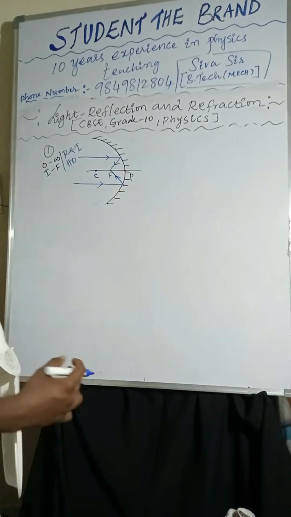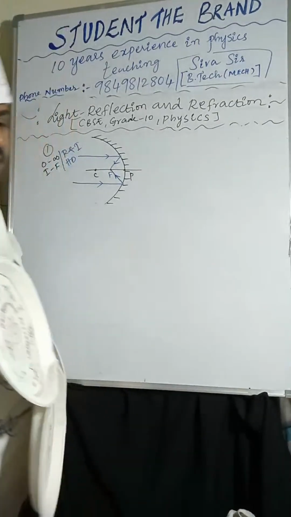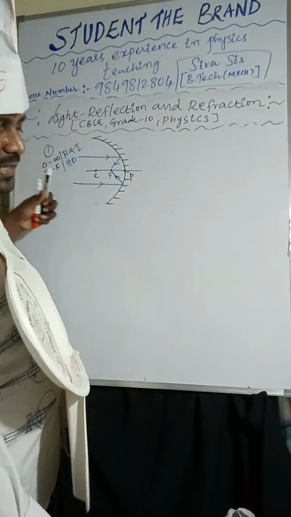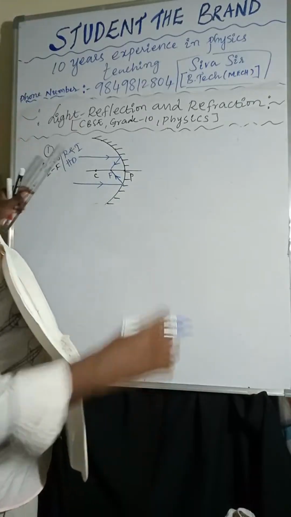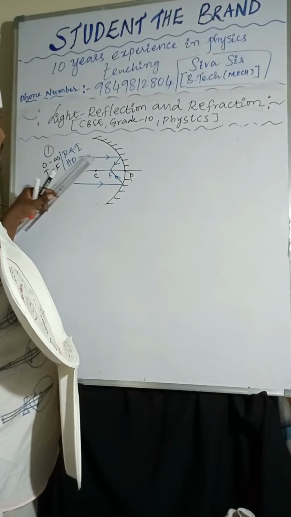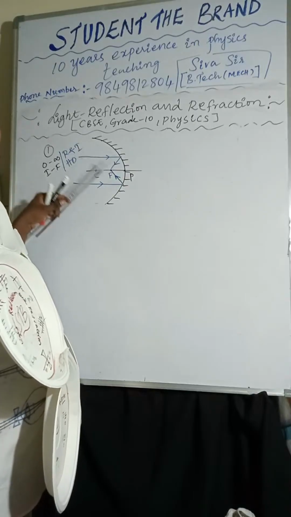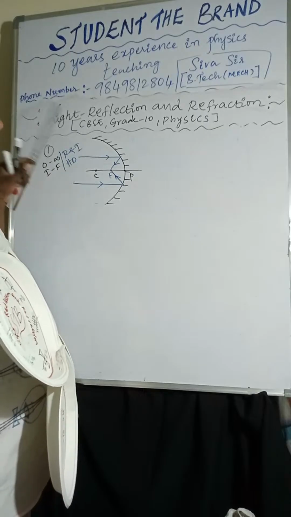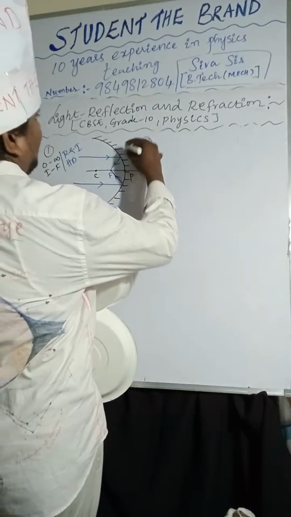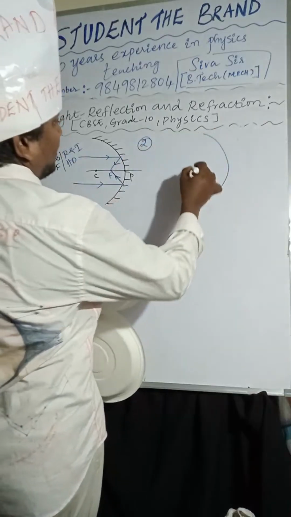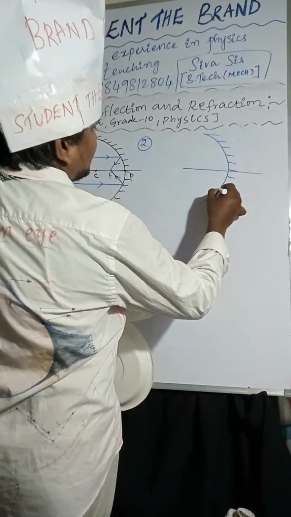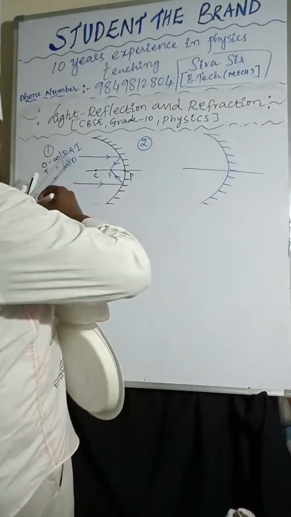Once again, I am taking a concave mirror. Light rays are coming from infinity. After reflection, those light rays will meet at focus. So what type of image will form? Real and inverted and highly diminished. Coming to the second one, if you are taking the concave mirror here, we are now discussing the ray rules of image formations of the concave mirror. So this is a concave mirror.